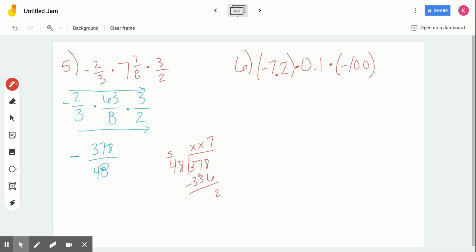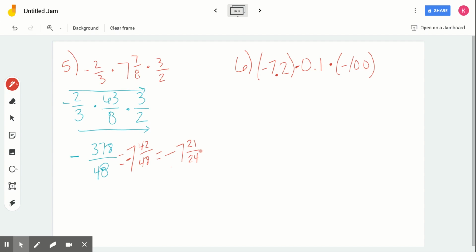8 take away 6 is 2. 7 take away 3 is 4. So I have 7 and 42/48ths. I need to see if I can simplify this any further. I know that 7 and 42/48ths, these are both even numbers, so I can divide them by 2. 42 divided by 2 is 21. 48 divided by 2 is 24.